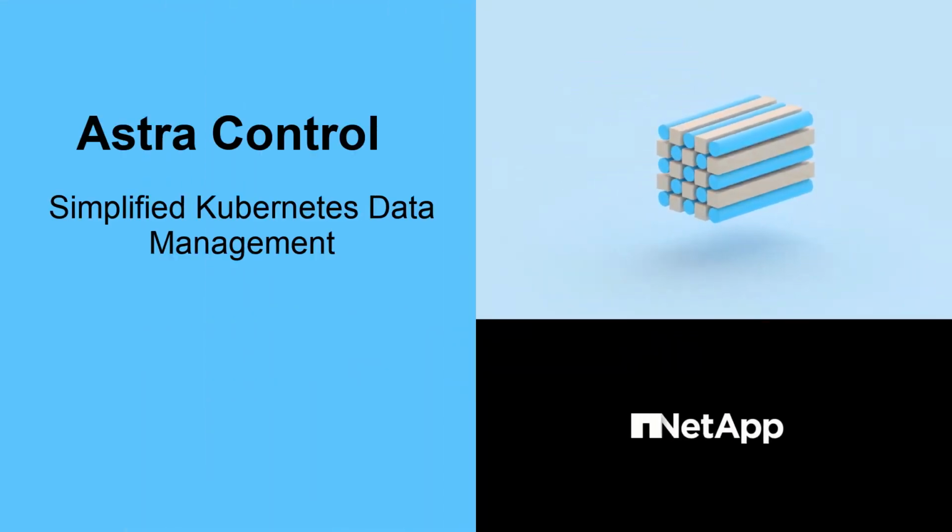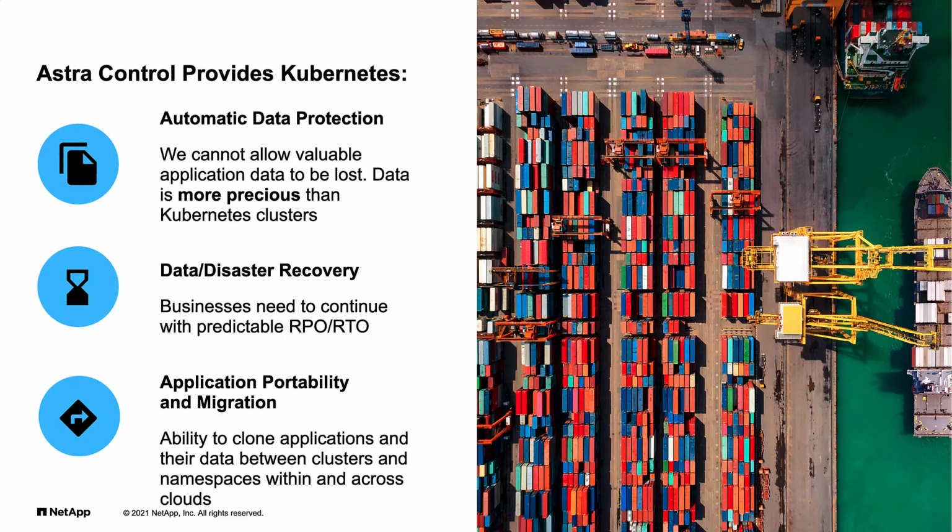As you containerize more applications and deploy with Kubernetes, do you find application and data management a challenge? How would you recover from a disaster? How would you easily protect and manage your entire app and data together? Well, enter NetApp's Astra Control.